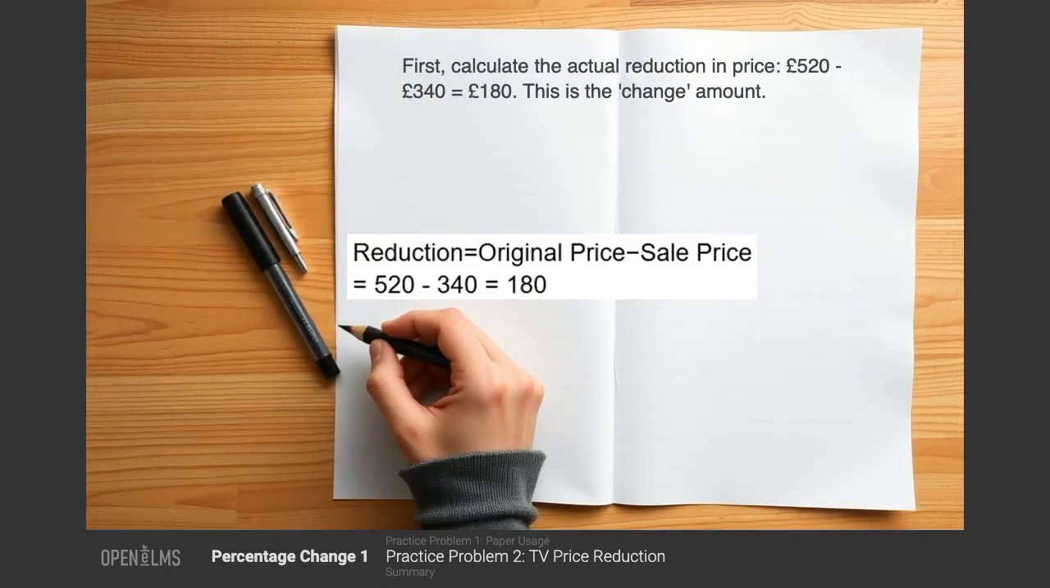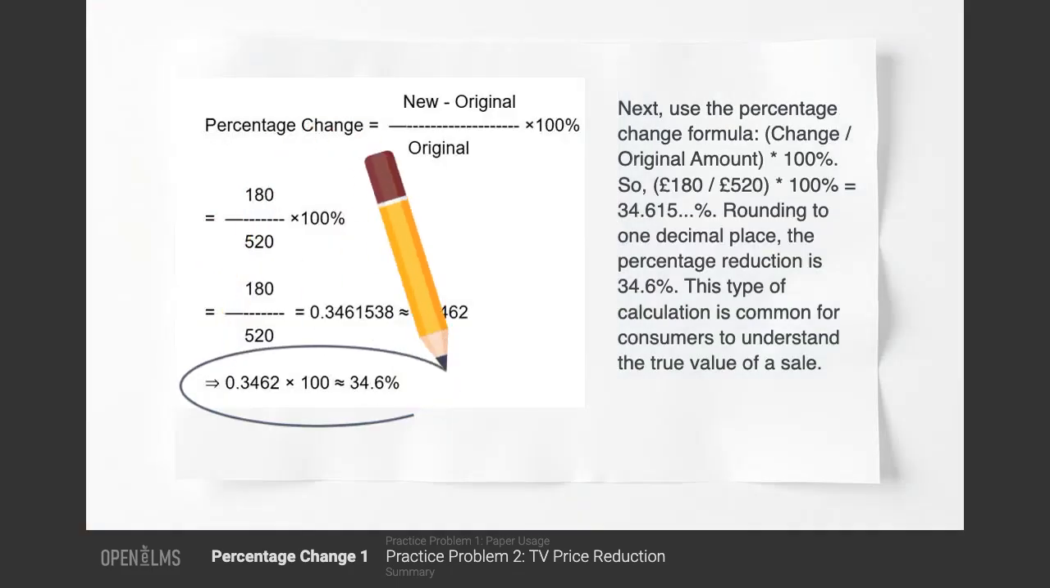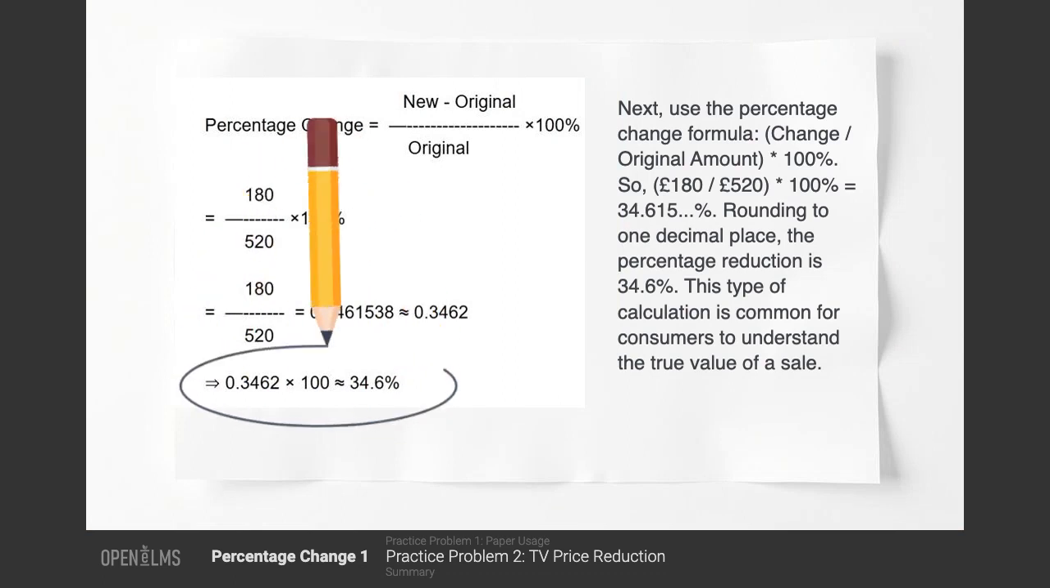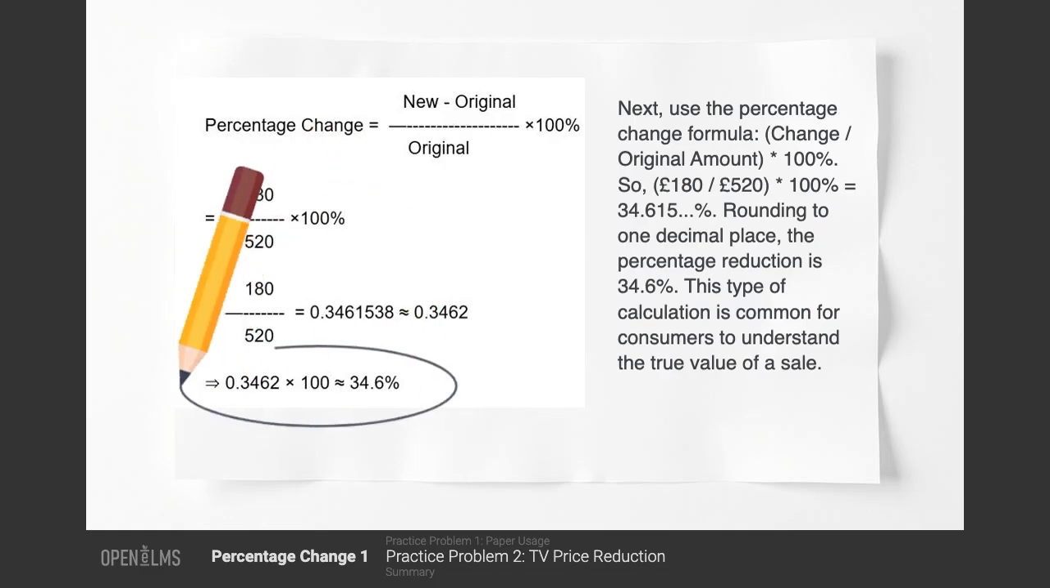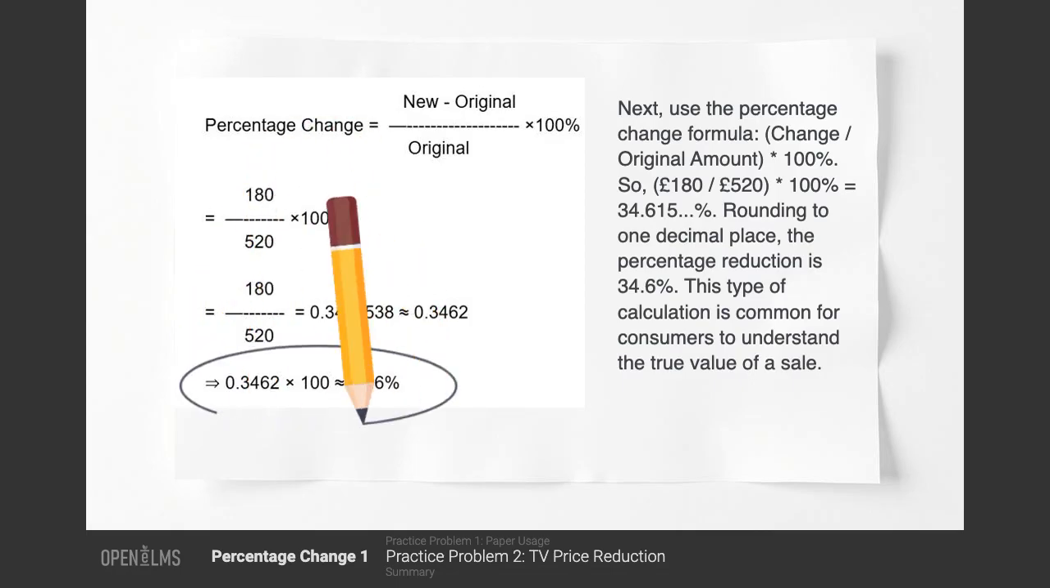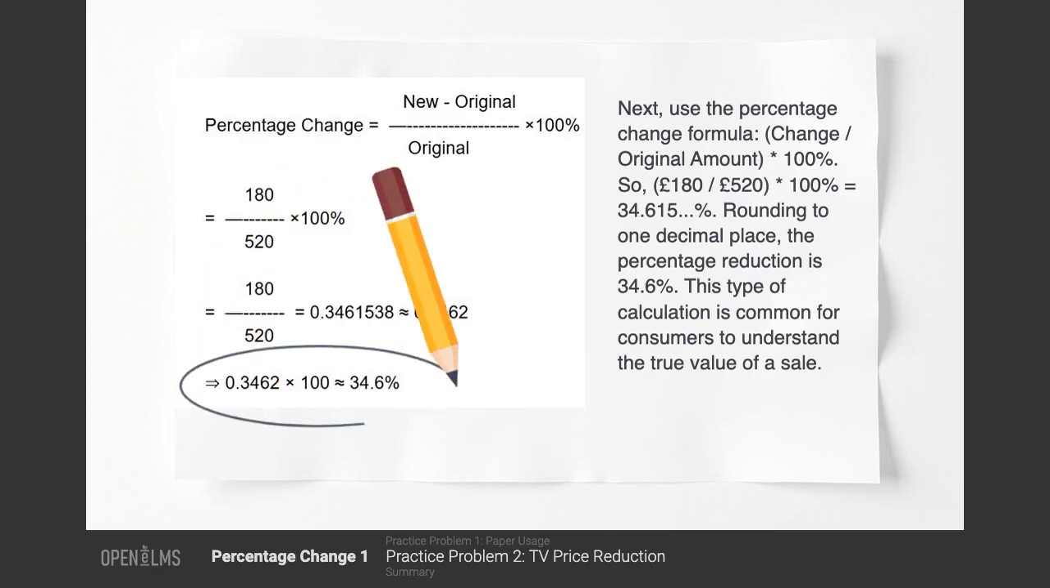First, calculate the actual reduction in price. £520 minus £340 equals £180. This is the change amount. Next, use the percentage change formula, change over original amount times 100%. So £180 over £520 times 100% equals 34.615%. Rounding to one decimal place, the percentage reduction is 34.6%. This type of calculation is common for consumers to understand the true value of a sale.